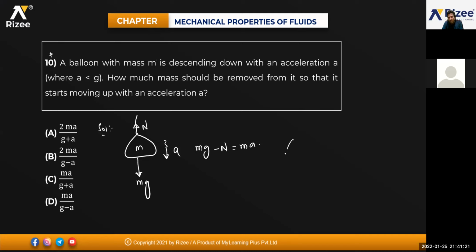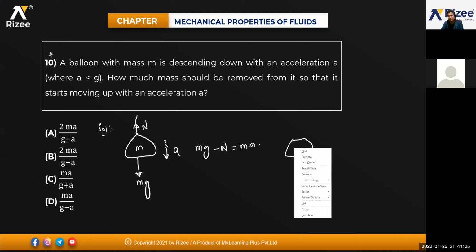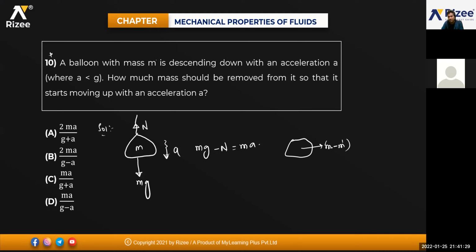Now from this balloon, I'm removing a certain mass. Say m dash is removed from this one. So the remaining mass will be m minus m dash. If m dash is removed, the weight of this body will be equal to how much? m minus m dash into g. The upward force is anyhow acting in the upward direction.